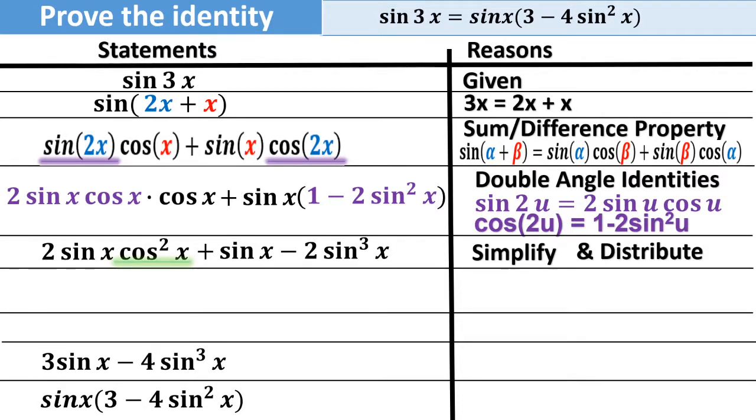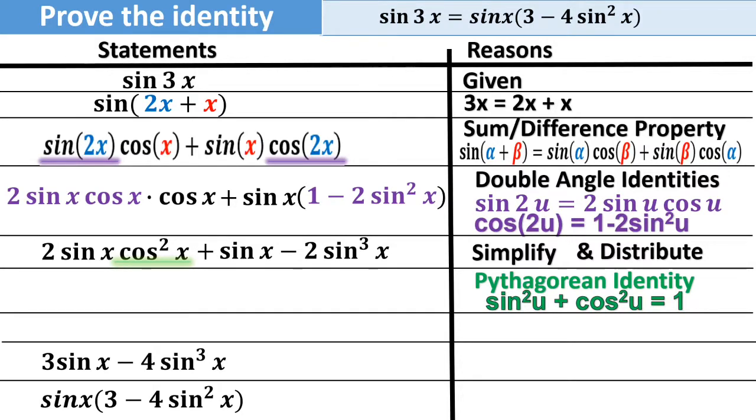I can see that I want to get rid of cosine squared of x because I'm keeping an eye on what I'm heading to. I can use the Pythagorean identity sine squared of u plus cosine squared of u equals 1 to get rid of the cosine squared of x. Looking at the Pythagorean identity, I can get cosine squared of u alone by subtracting sine squared of u from both sides, which means cosine squared of u is equal to 1 minus sine squared of u.